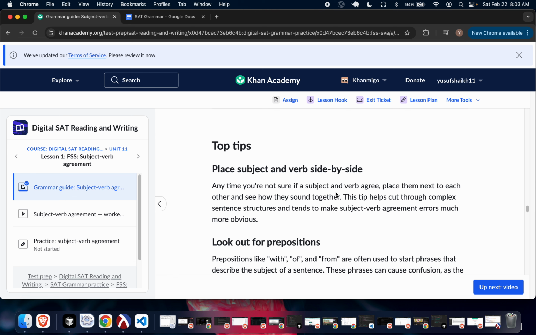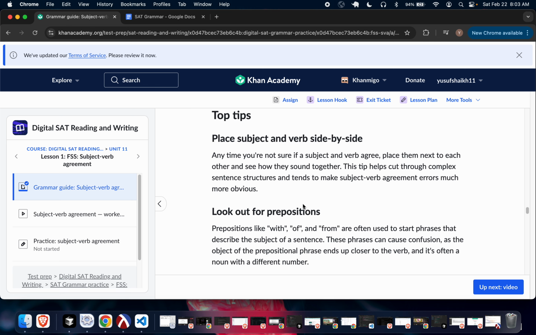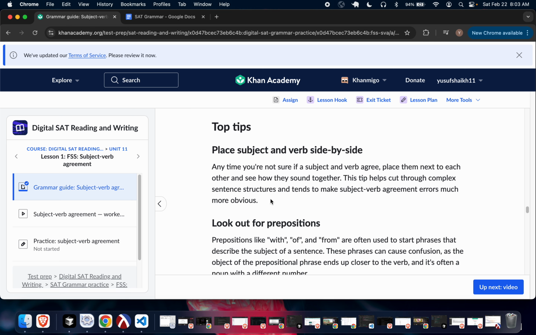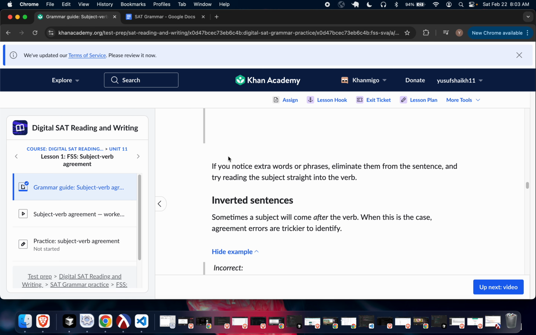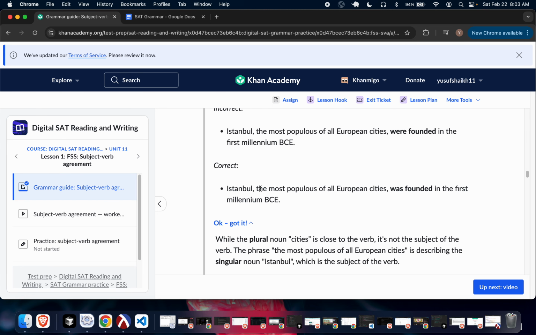Alright, tips. Place subject and verb side by side. Anytime you're not sure if a subject and verb agree, place them next to each other and see how they sound together. This tip helps cut through complex sentence structures and tends to make subject-verb agreement errors much more obvious. So this is a good tip. Let's say if you have an example like this where you have this extra information, you can just cut out this extra information. And again, remember that extra information in a sentence is usually injected through using two commas in the middle or two dashes or two parentheses.